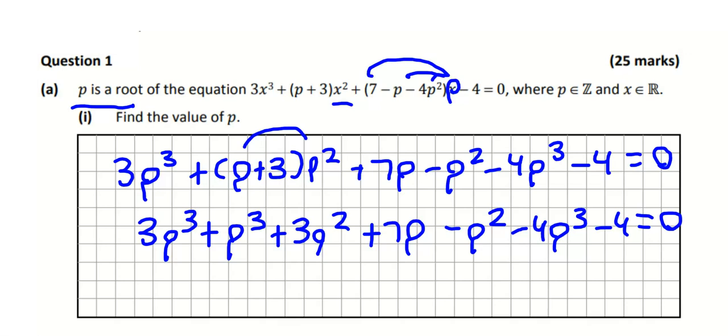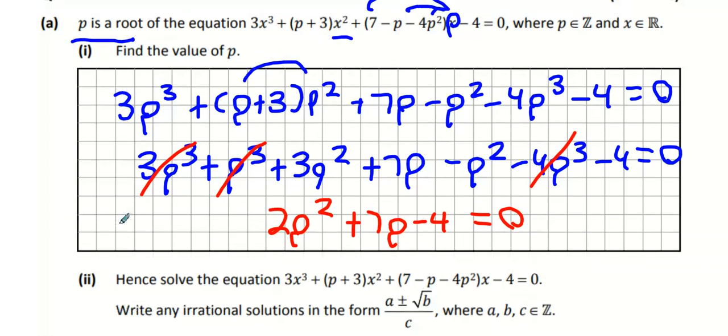What cancels? 3p squared and 4p cubed. Sorry, the p cubes cancel. What's left over? Anybody? Yeah, plus 7p minus 4 equals 0. And after that, we've got to factorize that, aren't we? Lads, I'm just going to factorize that now, okay? And you're going to get two answers. I'm going to solve it using the minus b formula, it's going to be a shortcut. P is a half or p is minus 4.